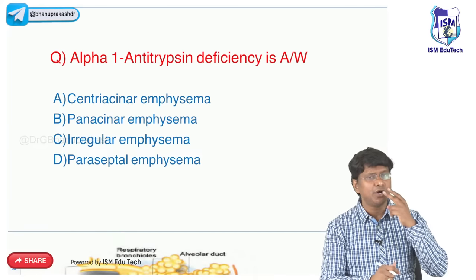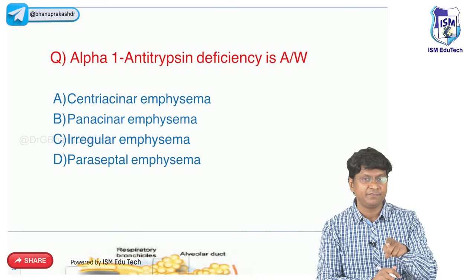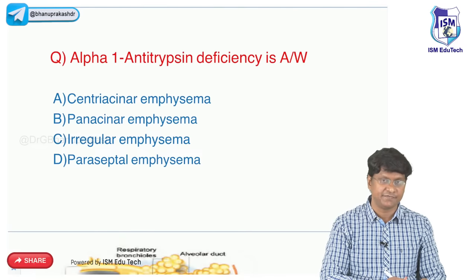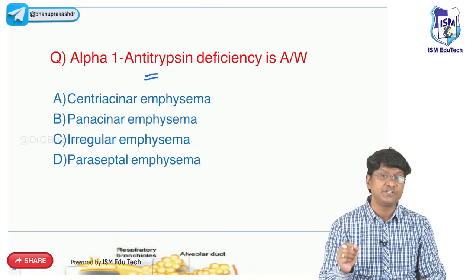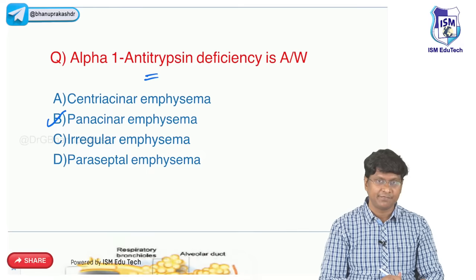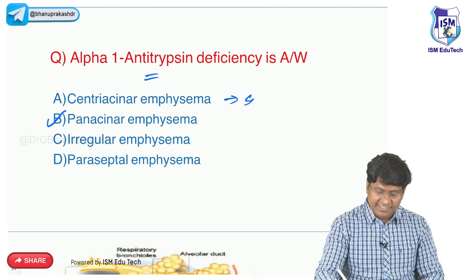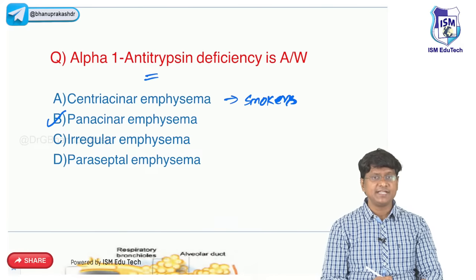So emphysema, not only cigarette smoking, the other important factor responsible for the development of emphysema is alpha-1 antitrypsin deficiency, right? This alpha-1 antitrypsin deficiency is associated with which type of emphysema? It is associated with pan-acinar emphysema. And centriacinar emphysema is very commonly seen in smokers.